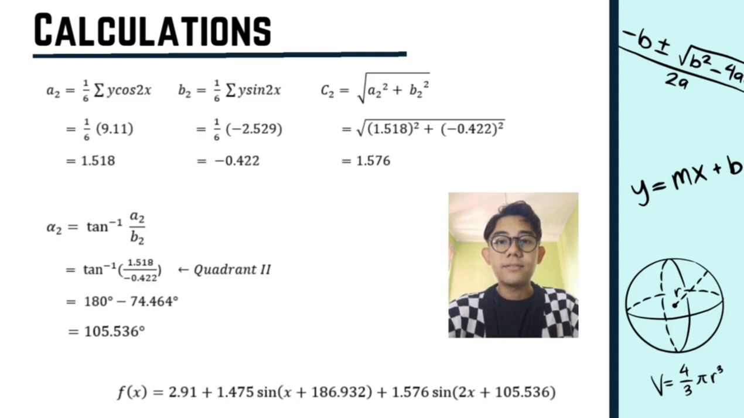Next, we can get alpha 2 with the formula inverse tangent of A2 divided by B2. From the signs, we can conclude that it is quadrant 2. Therefore, we need to subtract 180 degrees from the value obtained and get 105.536 degrees. The final answer is as shown on the slide above. We return it in standard form. That's all from our group. Thank you.